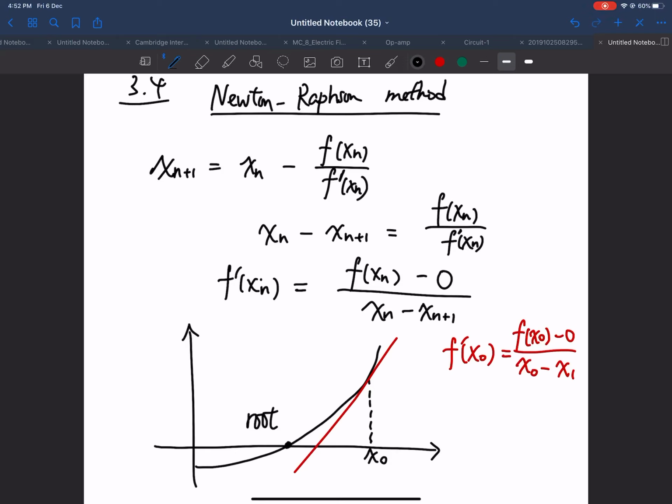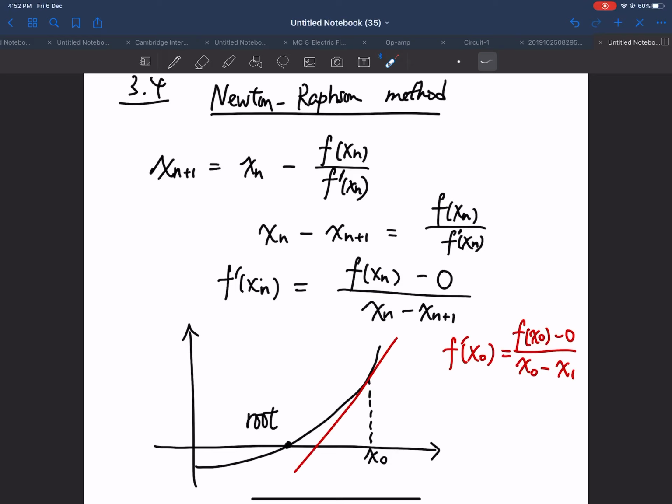Now, f prime x naught means the gradient of the tangent line, the differentiation. Okay, this one is the gradient of the tangent line. So, if you look at this form, f x naught is this point. So, can you notice where is x1?